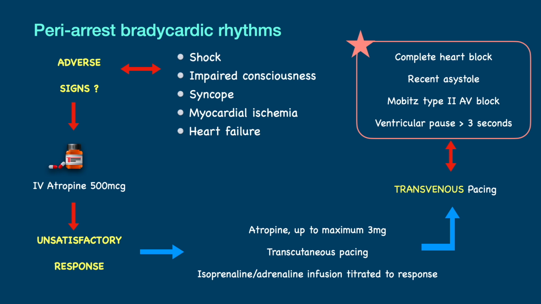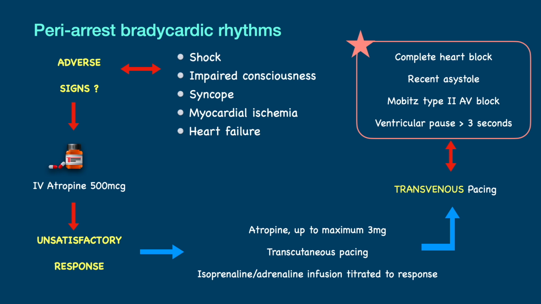The adverse signs are the following factors that indicate hemodynamic compromise and hence need for treatment, such as a state of shock, impaired consciousness, syncope, myocardial ischemia, and heart failure. So atropine is the first-line treatment in this situation. It is given up to a maximum of 3 milligrams and the beginning dose would be 0.5 milligrams intravenously.